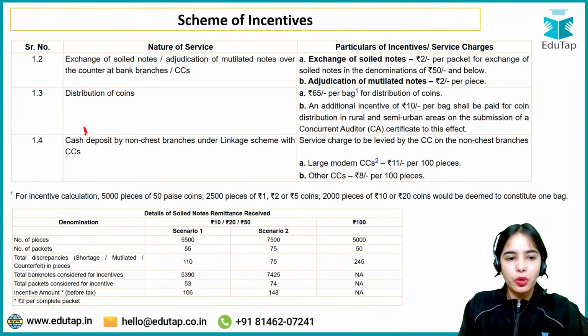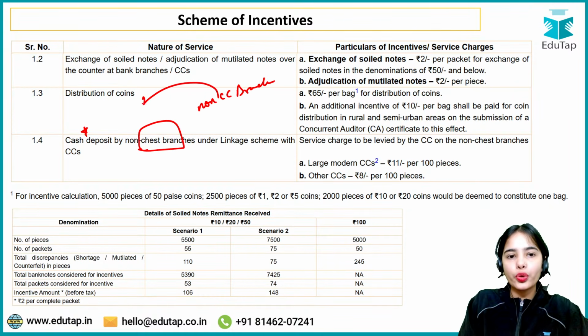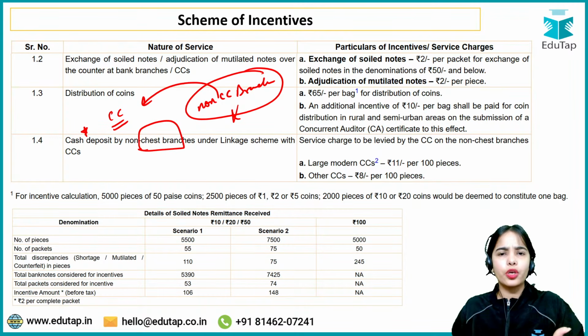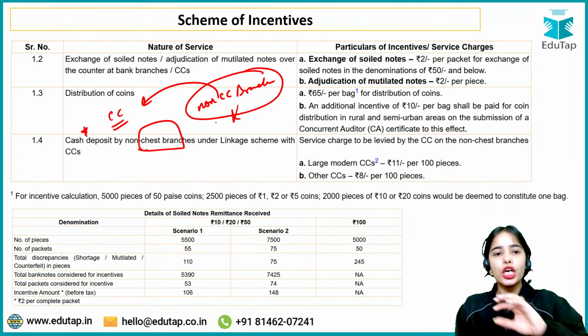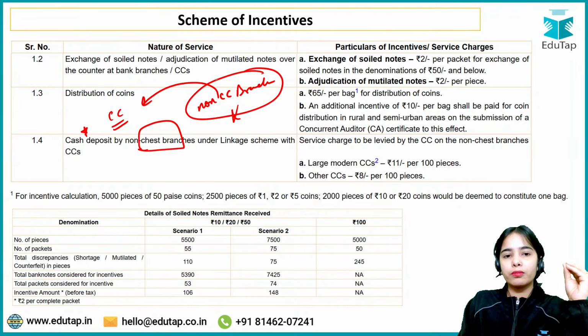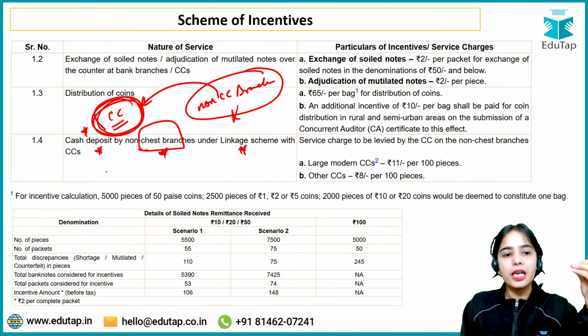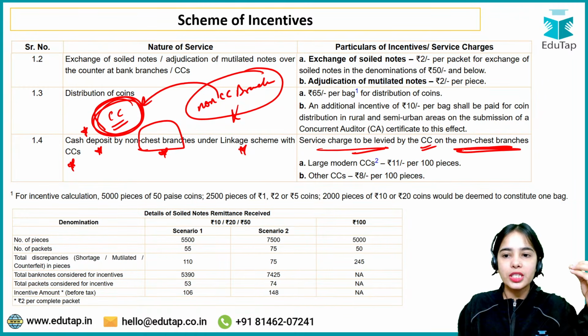But for the cash deposit, let's say non-chest branches, non-currency chest branches, they want to deposit their money with the currency chest, because these non-chest branches do not have much security, but they have got huge deposits. So they can deposit their money with the currency chest so that the money remains safe. So, cash deposit by non-chest branches under the linkage scheme with the currency chest: service charge to be levied by the currency chest on the non-chest branches.